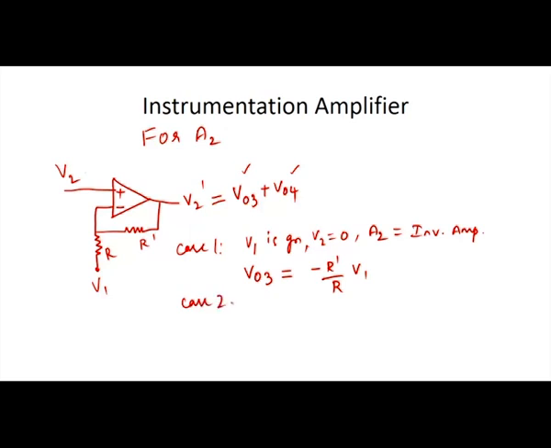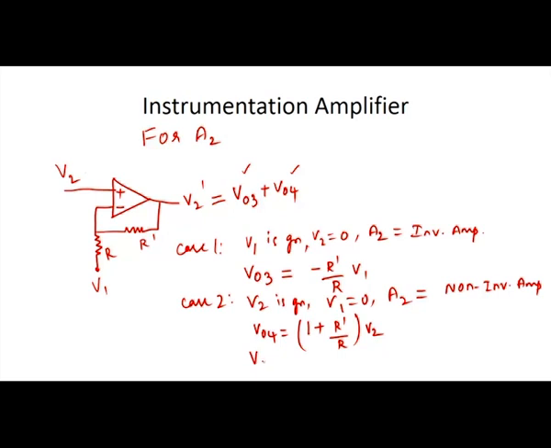Case 2, V2 is given and V1 is equal to 0, and the amplifier now is a non-inverting amplifier since V2 is given to the positive terminal. For which the gain is 1 plus R dash by R. So, V04 is given as 1 plus R dash by R into the input voltage V2.